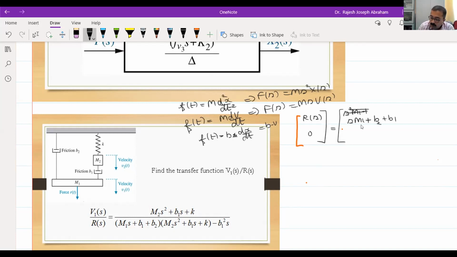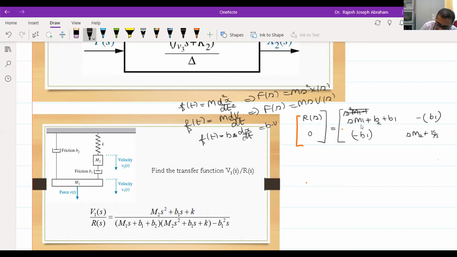Now what will be the 1,2 position? Negative of all the elements between 1 and 2, and that is fortunately only one element, that is nothing but b1. So minus b1. Again, 2,1 will be the same as 1,2, minus b1. What will be 2,2? All elements including m2. So s m2 plus k by s.